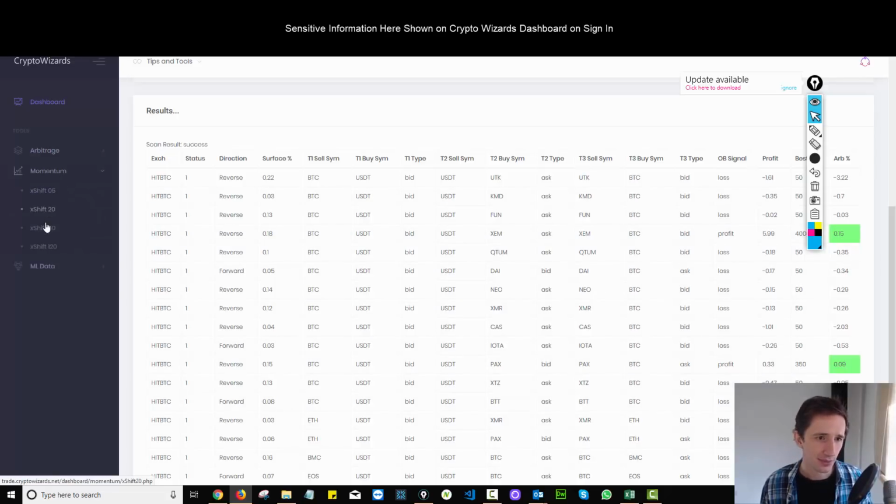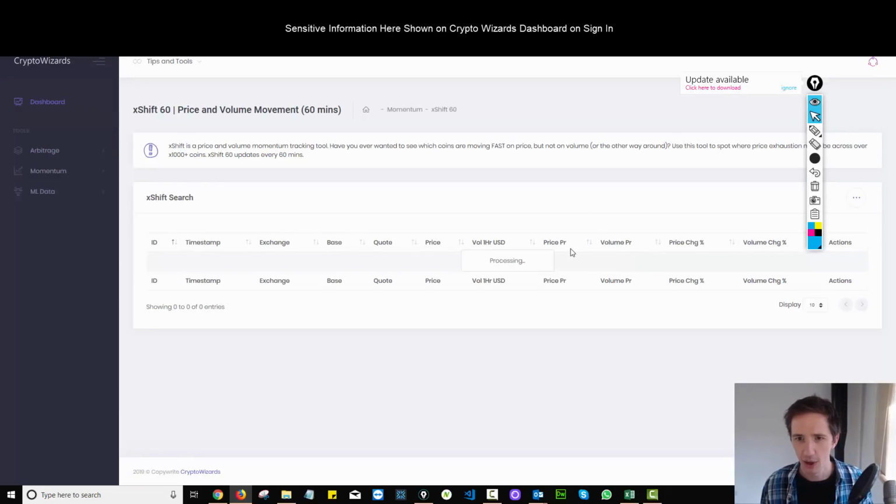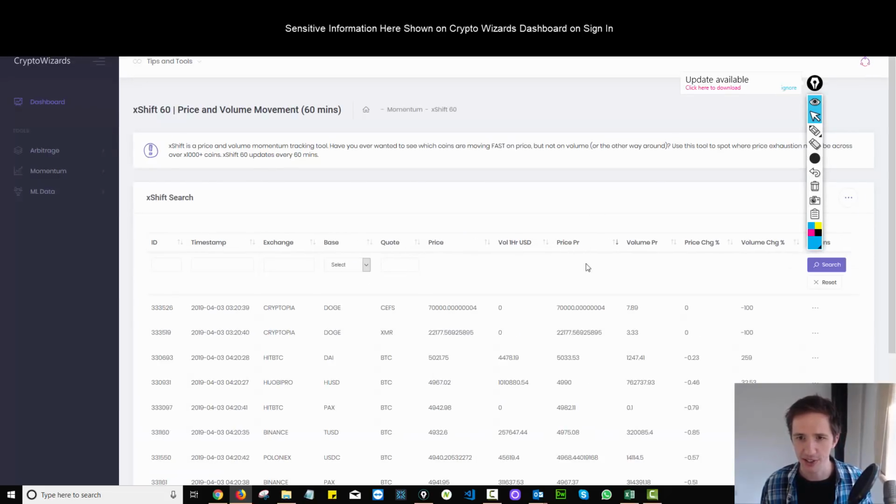Momentum, really straightforward. XShift 60, I think, is the most useful one. All I do is filter on price. Now, sometimes you'll notice this tool is unavailable, and that's just because of the state of the market. It's nothing to do with this tool or the API. It's to do with the actual data providers. So sometimes you will see this disappear. It's just the state of the market, guys. The tool works absolutely fine.